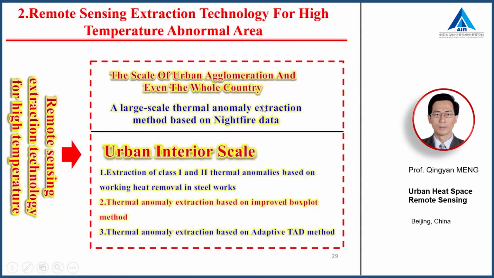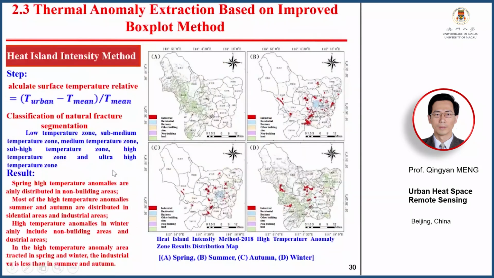This is the large scale thermal anomaly retrieving method using the mirrors and so on. Then we move to some detail, the fan scale. I will introduce one method based on the improved box plot method.